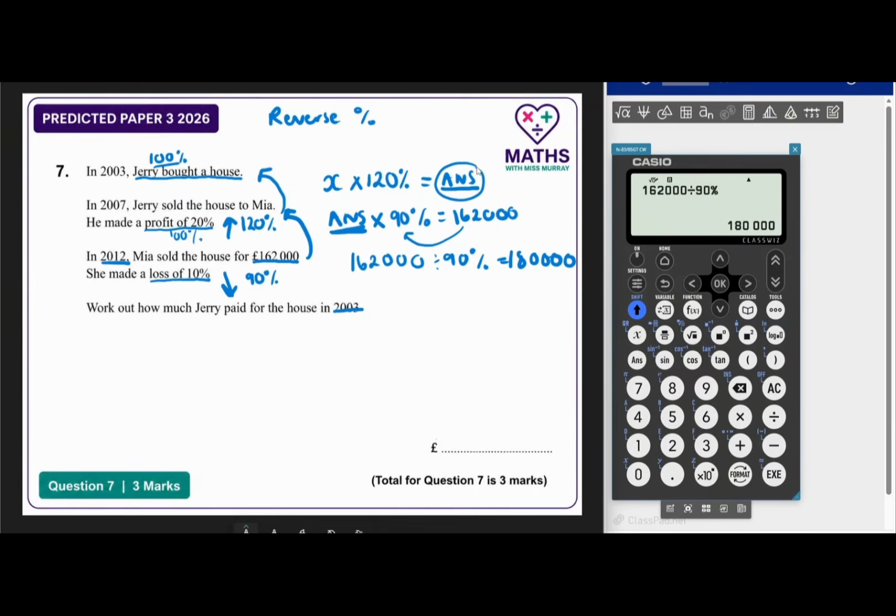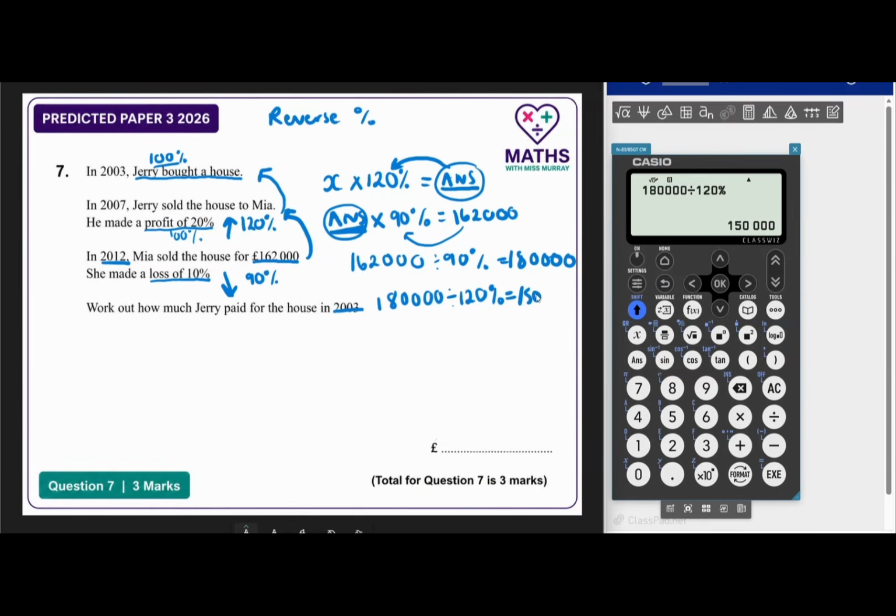So now we need to work out what Jerry bought it for. So that's this answer here, and this answer here is 180,000. So I've got to work backwards. So I'm going to now do 180,000 divided by, instead of times by, 120%. You might be used to using 0.9 or 1.2. That is the same because decimals and percentages are equivalents of each other. So I'm going to do that on the calculator as well. So I'm going to do 180,000 divided by 120, or 1.2 if you want to use a decimal, but I'm going to do 120% just to remind you where the percent button is.